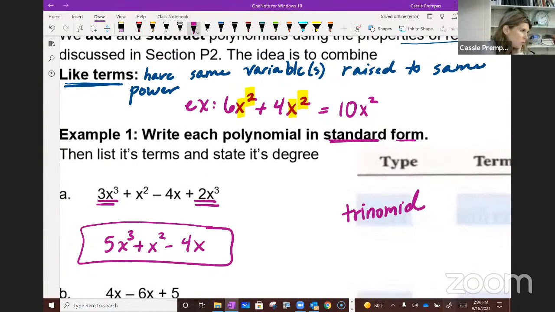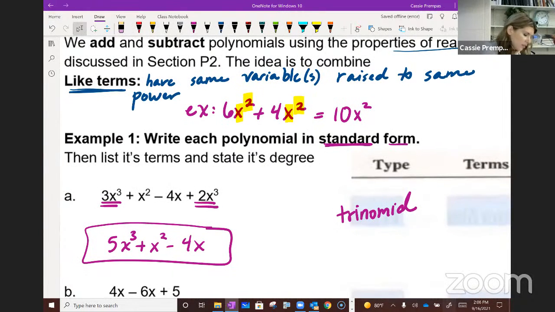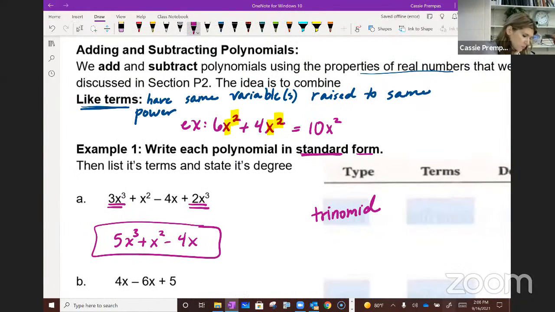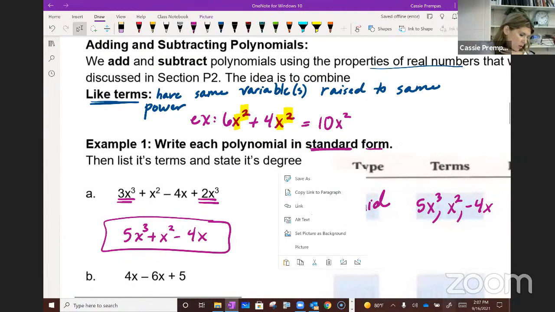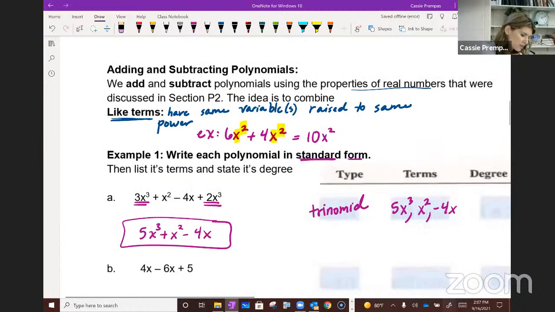Will we not just write trinomial because it's a polynomial? So when we're figuring out the type, you want us to solve first? You have to solve first, yeah. Then the terms that we have would be 5x cubed, comma, x squared, comma, and negative 4x. Oh, okay. I wrote it out like a problem. So you want to distinguish that there's three specific terms here. And then what would be the degree of this trinomial? Nice, because the highest exponent is 3.